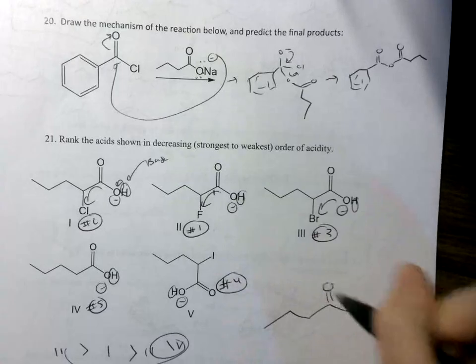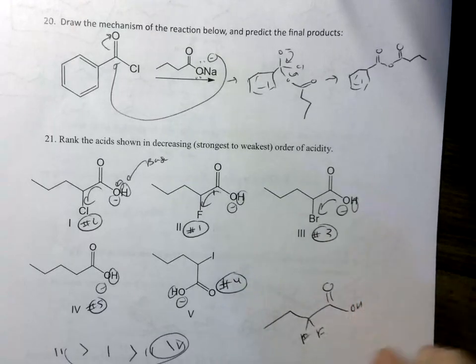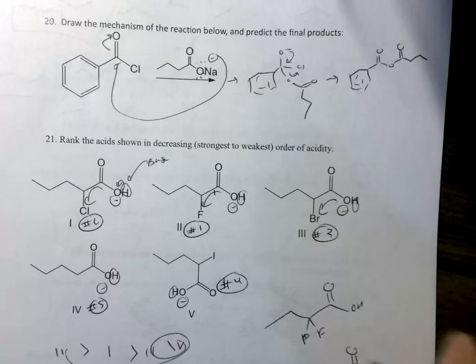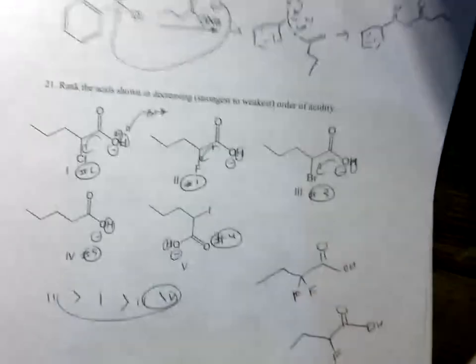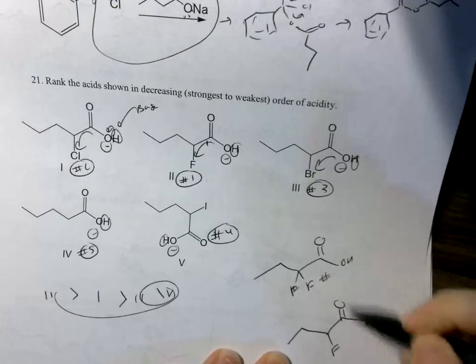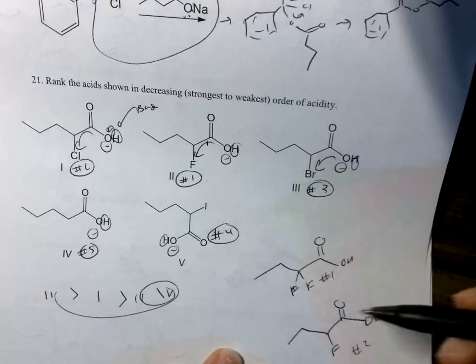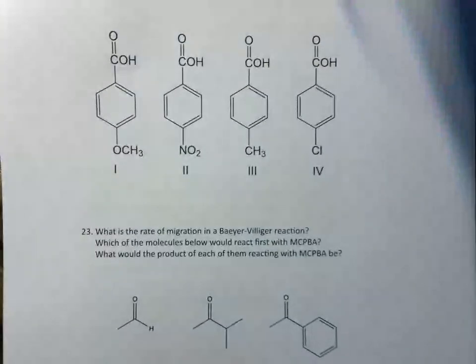I've seen similar questions where there will be like 2 fluorines right here, or 1 fluorine right here. And so if there's 2 of a strong electronegative, that's going to be more acidic than something like this. And then the further down the line it is, or the fewer fluorines there are, the less impact it has. Okay. This is a really similar question.